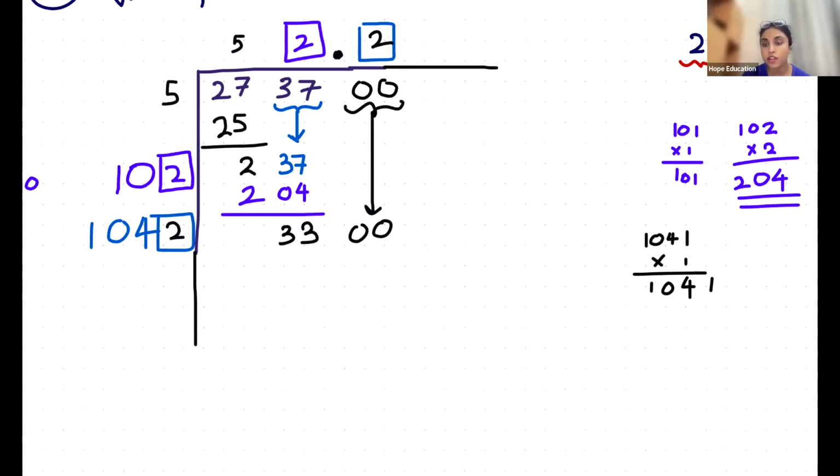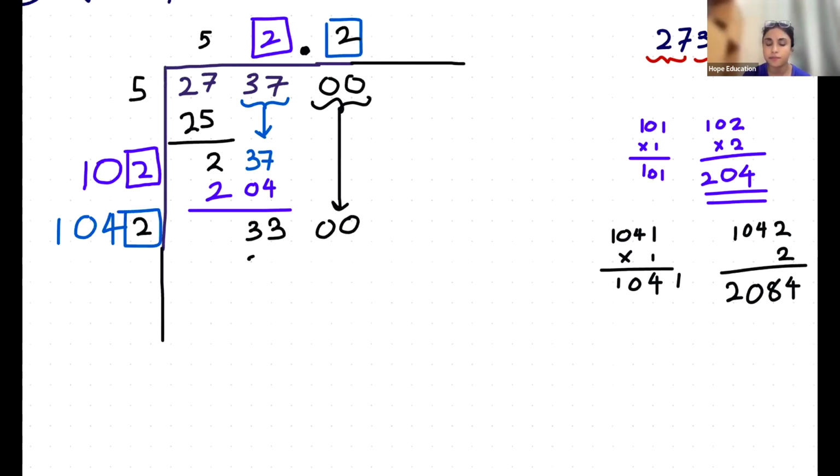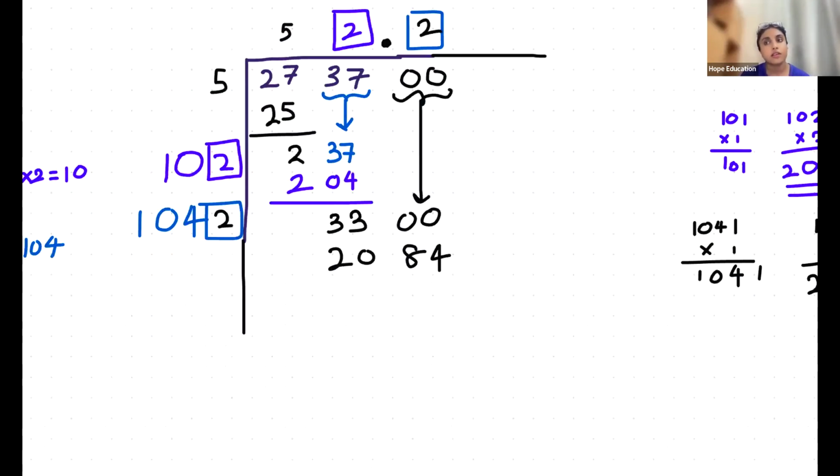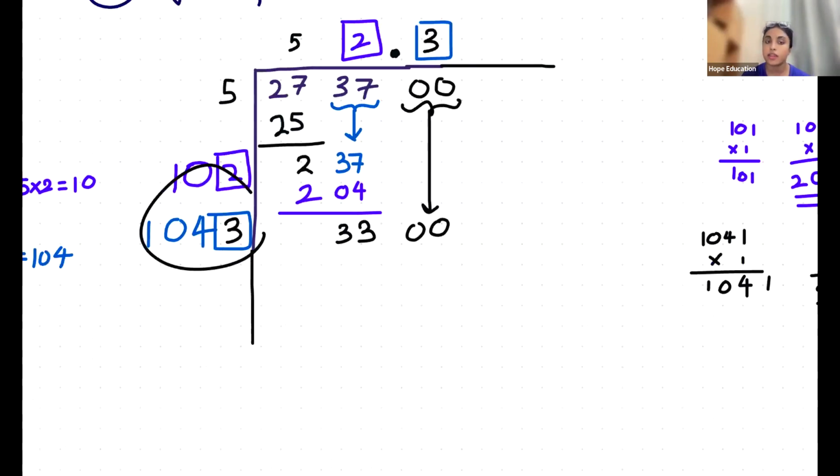So 1,042 times 2. So 2 times 2 is 4. 2 times 4 is 8. 2 times 0 is 0. And 2 times 1 is 2. I get 2,084. Do you think I should find another one? It's still not enough. Should I put 3 and check? Maybe, no? See, 2,084 is still not enough. What we have here is 3,300. So that's still not enough, right? Okay, I will erase that and I will try to put 3. 3 and 3. So that means I have to multiply 1,043 by 3.